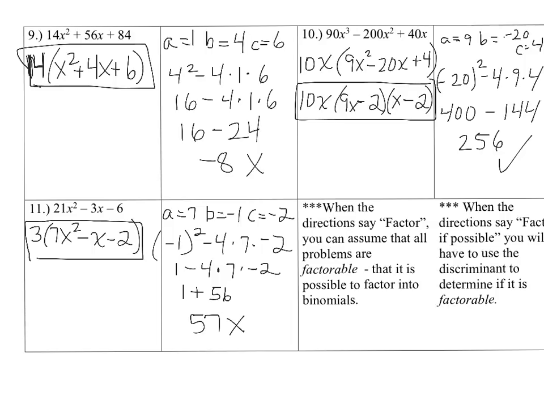The other thing I want to point out to you is over here, if you look at what this says: when the directions say factor, you can assume that all the problems are factorable, that it's possible to factor into binomials. However, when the directions say factor if possible, you have to use the discriminant to determine if it is factorable. So today, on your homework, most problems will say factor if possible. So if it says factor if possible, before you even start the problem, you follow these steps: pull out the GCF, find the discriminant, and see if it's factorable.